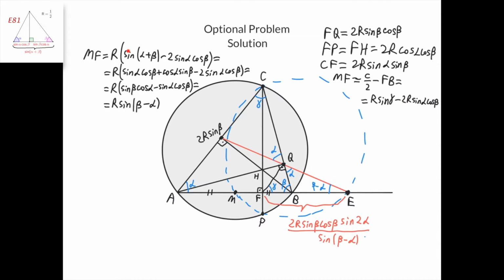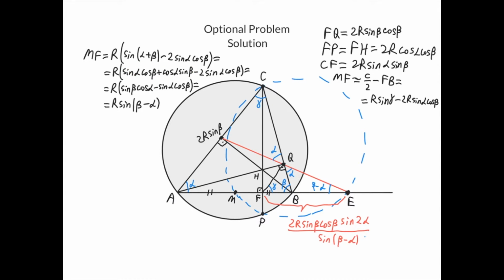But we know that sine of alpha plus beta equals sine of alpha cosine beta plus cosine alpha sine beta from our formula. And so we can cancel out one term from here, sine alpha cosine beta, with this sine alpha cosine beta. What's left is r times sine beta cosine alpha coming from here, and then the remaining term from here, sine of alpha cosine of beta. But this is also a formula. We know that sine of beta minus alpha equals sine beta cosine alpha minus sine alpha cosine beta, and so we can replace it, and then we get this expression here for MF.